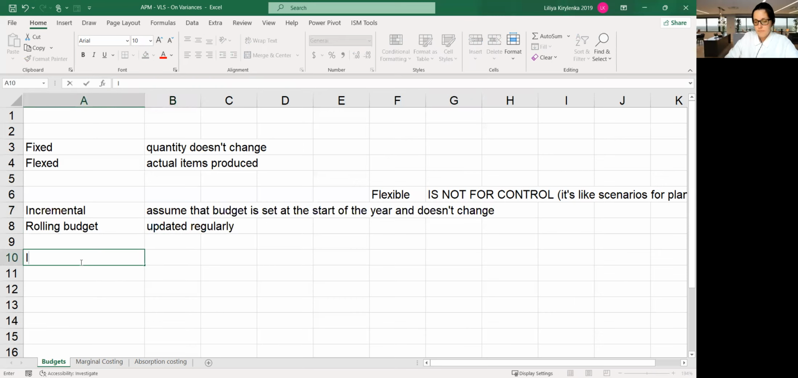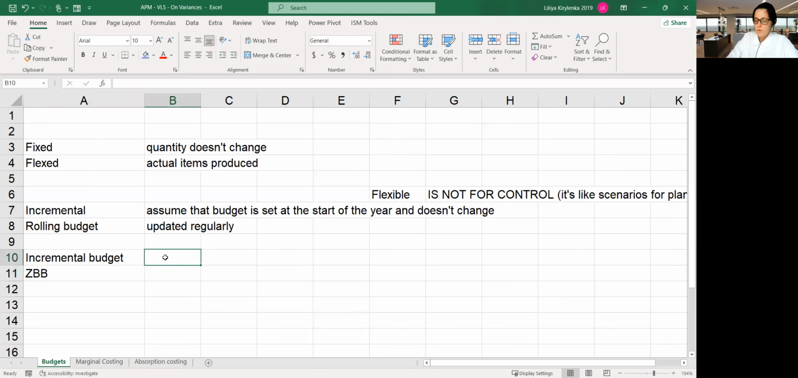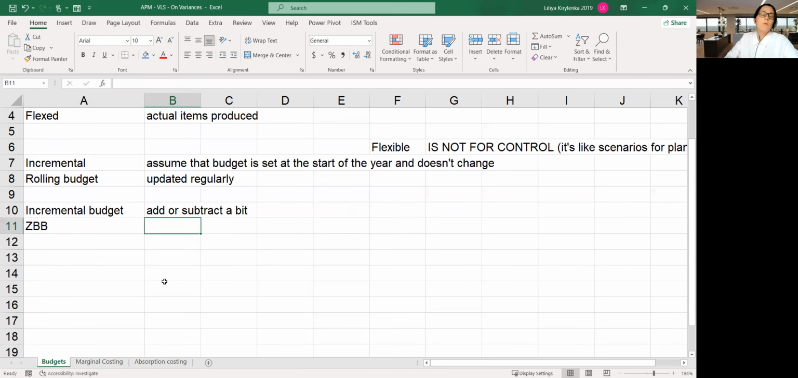Incremental budget can be tested as the opposite of zero-based budgeting. So incremental budgeting is when we add or subtract a bit and slack is preserved, and zero-based budgeting is when we prepare packages and need to prove every expense included. Let me give you a little bit of granularity about zero-based budgeting.